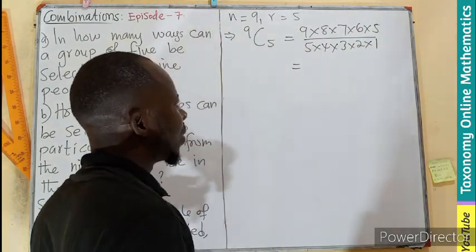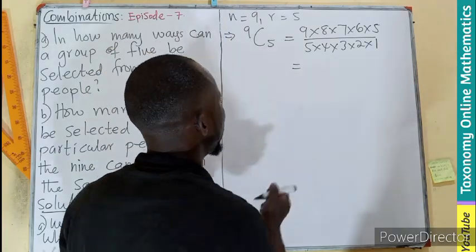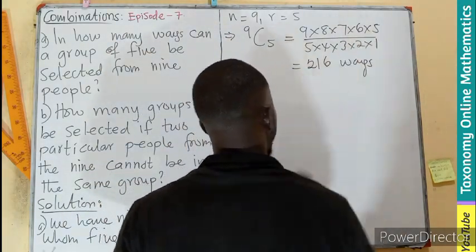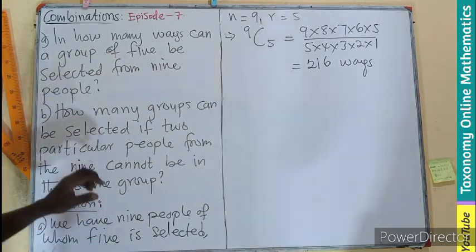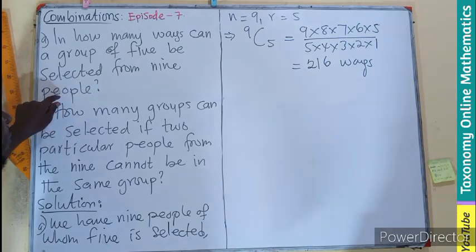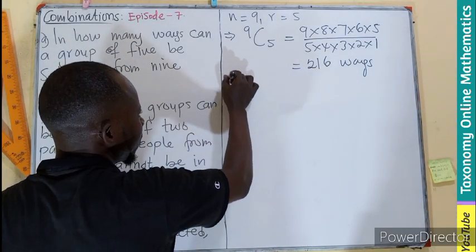And if we do that calculation, that will be giving us 216 various ways. So these are the total number of ways by which we can select 5 people from 9 people. Then we have a follow-up question.